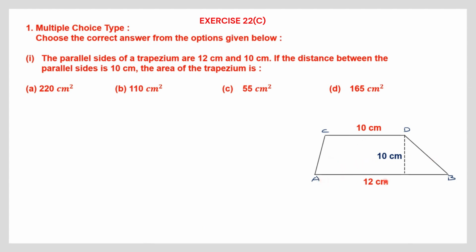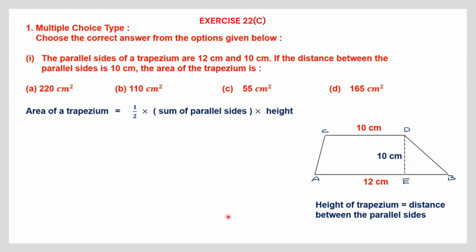And we've been given the measurements of the sides AB and CD, the two parallel sides. Now here it says if the distance between the parallel sides is 10 centimeters, so we can name this as DE. This is the distance between the parallel sides and that is 10 centimeters. Now we should remember this, that is the height of a trapezium. What is the height of a trapezium? It's not given to us, but the distance between the parallel sides is the height of the trapezium. So DE is the height of the trapezium.